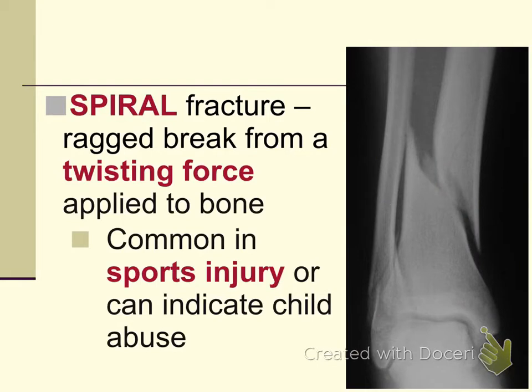Also, it often is found in children when an adult grabs their arm to pull them toward them, and as they're pulling, there's a twisting motion, and so the bone breaks in that spiral, twisting fashion, and that could indicate child abuse.